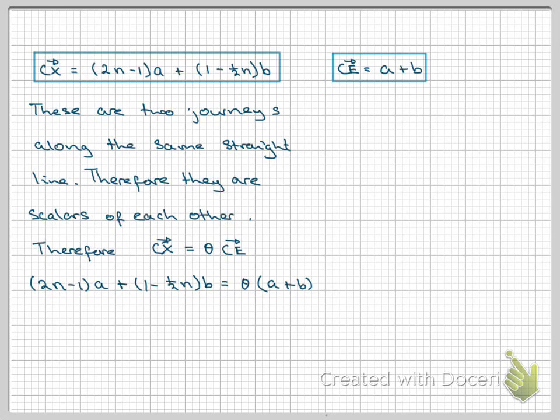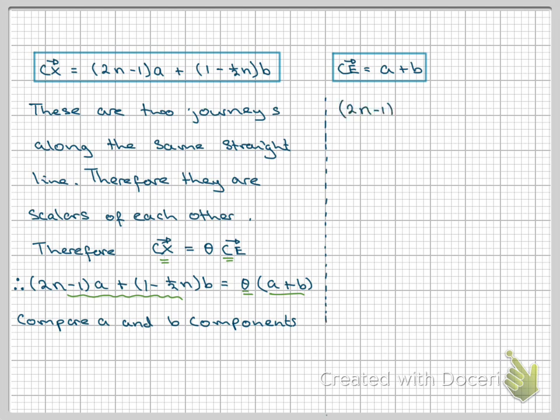These are two journeys along the same straight line, therefore they are scalars of each other. Therefore, C going to X is some scalar of C going to E. That means that this here is some scalar of this. All I have to do now is just compare the A and B components. And then I'll have two equations which will allow me to work out the n. Compare the A and B components. So just border this off here and do the rest on the right hand side.